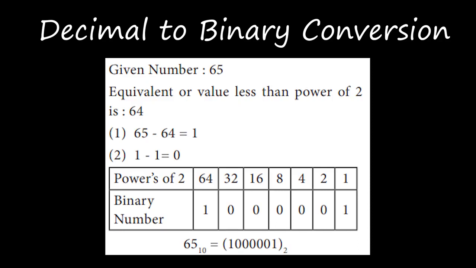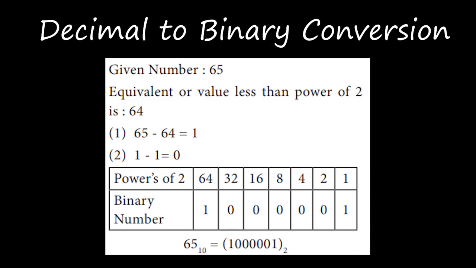8. 8 is greater than the remaining total, so set the 8's bit to 0. 4, same way, greater than the remaining total, so 4's bit is 0. Right? And then 2 is greater than the remaining total, therefore 2's bit is 0. As the remaining value is equal to 1's bit, set it to 1. So 1 minus 1, 0. Right? So here the conversion is done.